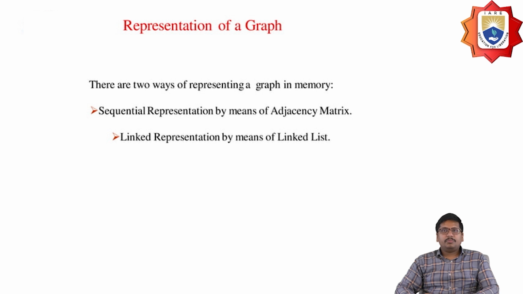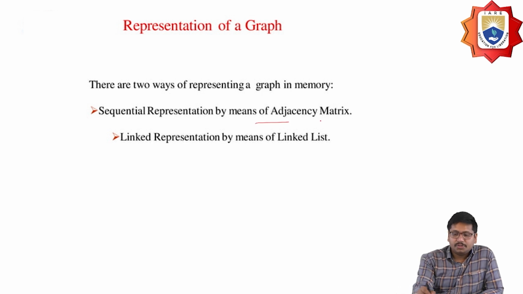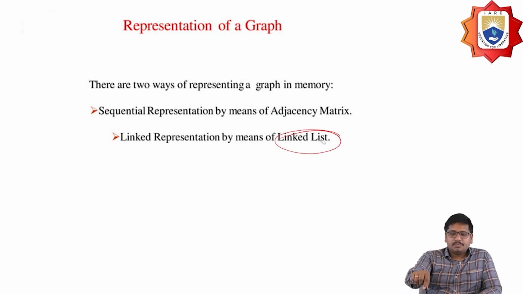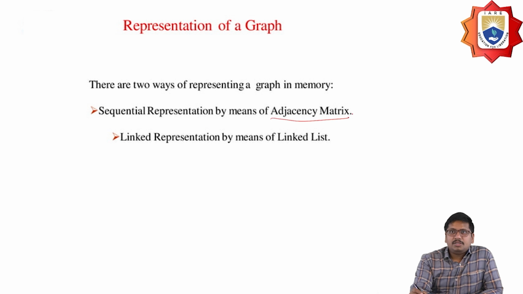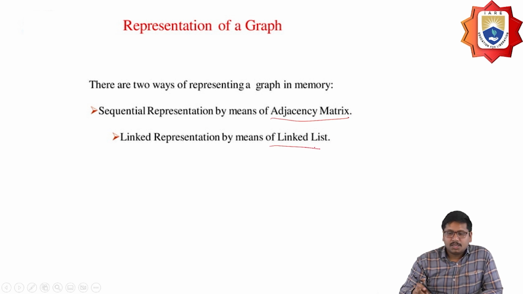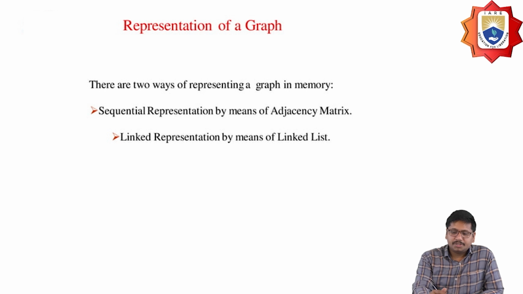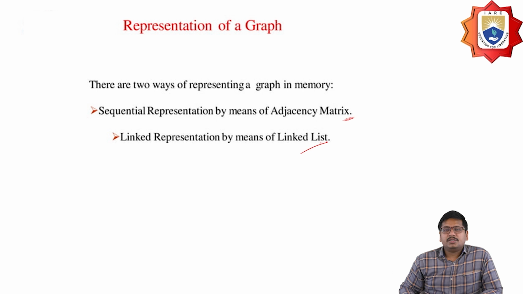And in what way is the graph going to be represented? There are two ways where the graph is going to be represented. The first one is sequential representation, that is the adjacency matrix, and the linked-list representation by means of a linked list. So sequential representation is equivalent to the adjacency matrix, and linked list representation is by means of a linked list.